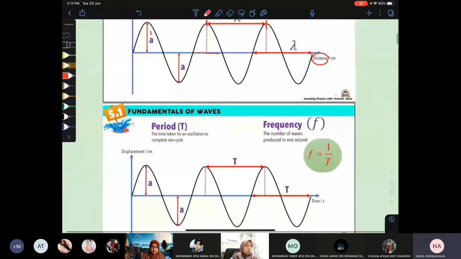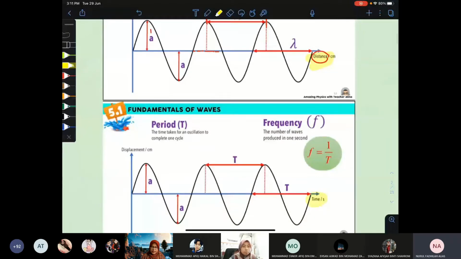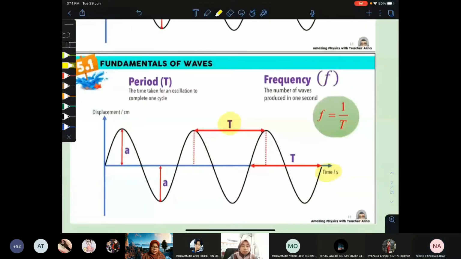So wavelength is when we have a distance graph. But when we have a time graph, displacement against time graph, what we have is period. So period, what is period? You are going to use this physical quantity throughout physics. In other topics as well we will use period. So this is a very fundamental, very important term. So what is period?